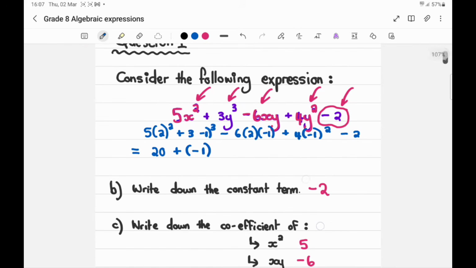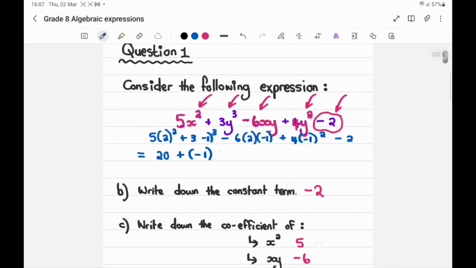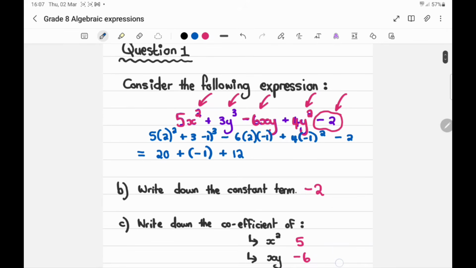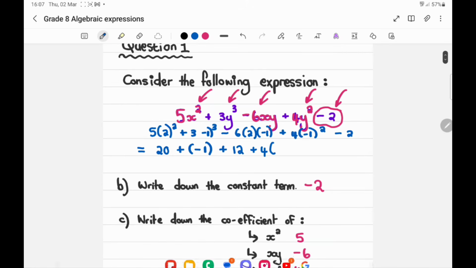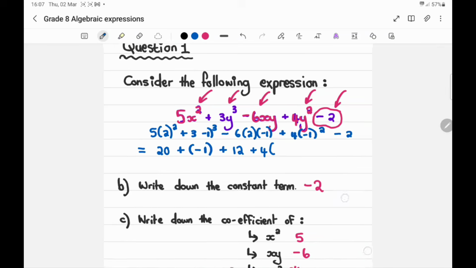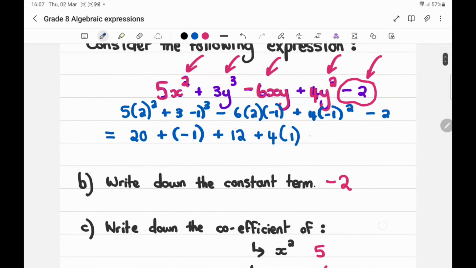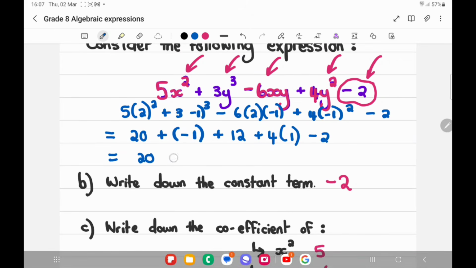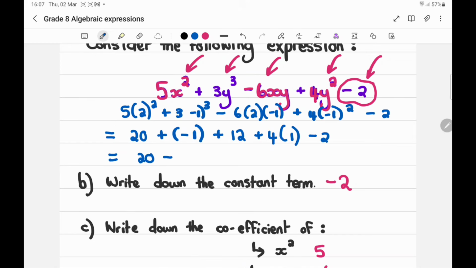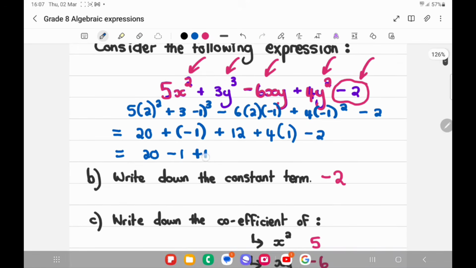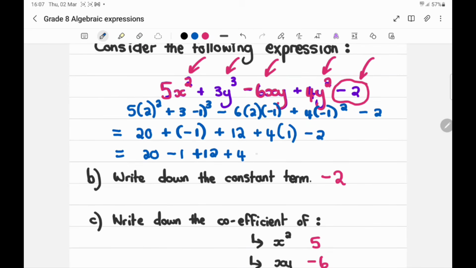Goody. All right. So now, we've got a -6 times a 2 times a -1. A negative times that -1 gives you a positive. 6 times 2 times 1 gives you 12. Plus 4. So let's simplify -1 to the power 2. A negative raised to an even number becomes a positive. And 1 squared gives you a +1. Minus 2. Then we've got 20. Plus minus is a minus. Minus 1. Plus 12. Plus 4.